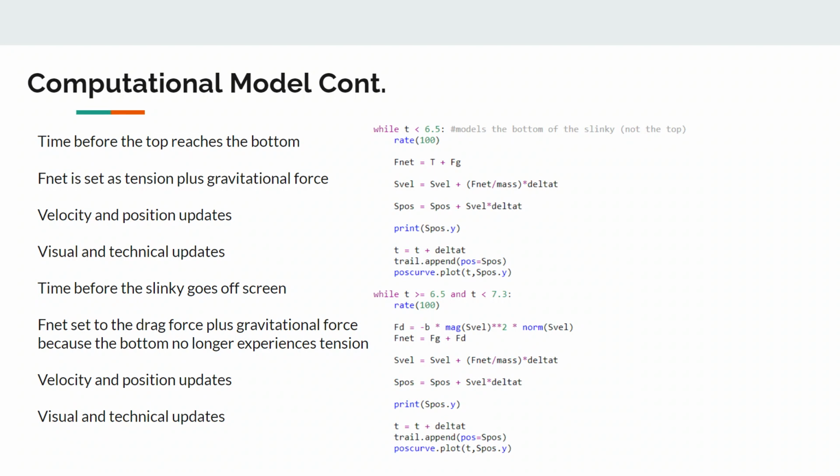Then we do a first while loop until the time the top reaches the bottom. We recalculate the net force, which is the same thing, and then do our position and velocity updates and update the graphs. Then we do a second while loop from the time at which the top hits the bottom and then continues on off the screen, where we do the same thing, but we add a drag force now, because that tension force has gone to zero, because there's nothing holding up the bottom of the slinky, because they're now together.